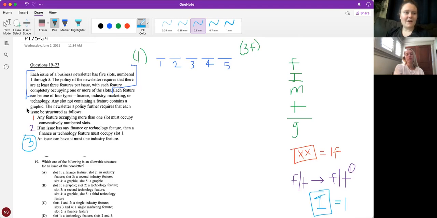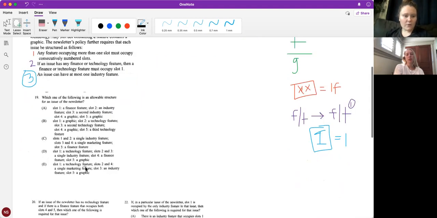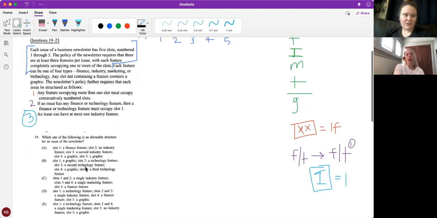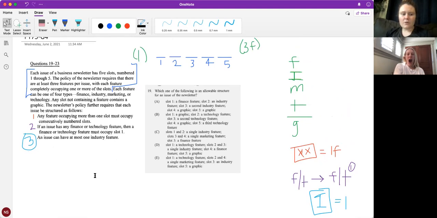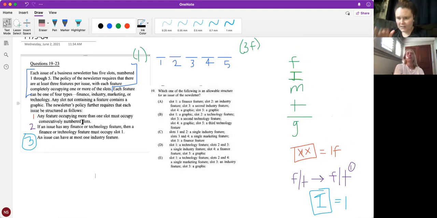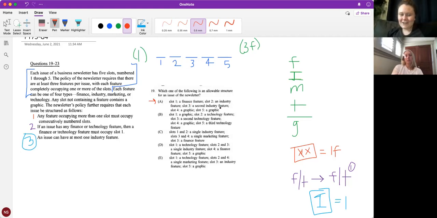So here, which of the following is an allowable structure for an issue? How I go about these questions is I read one of my first rules and then I cross answers off as I go. That's how I do them. I think that's faster. Even these ones take more time because you really have to understand how they're labeled. I hate games where how they label it is backwards from what I did in my diagram. Here I'm like, wait, slot one, finance feature, can that be? I don't like ones that are multiple lines. It's hard for me to read.